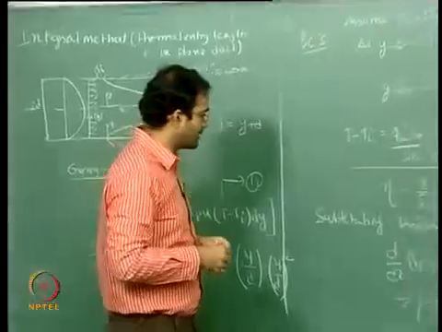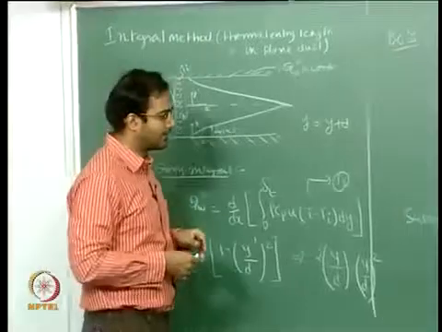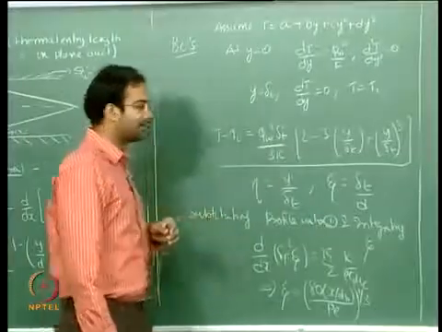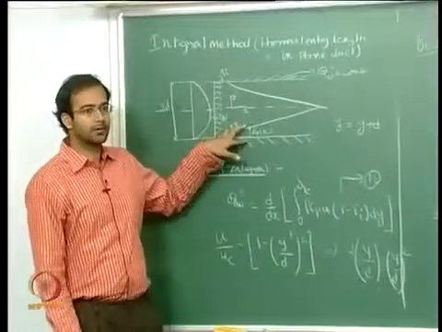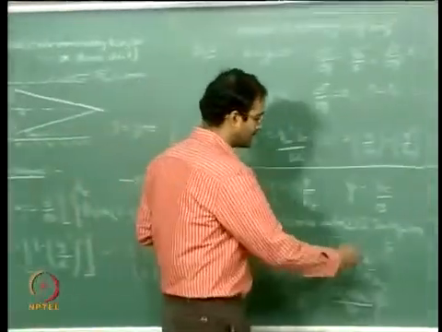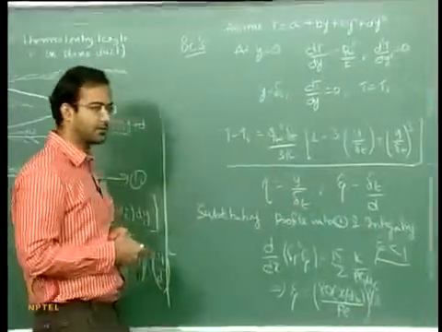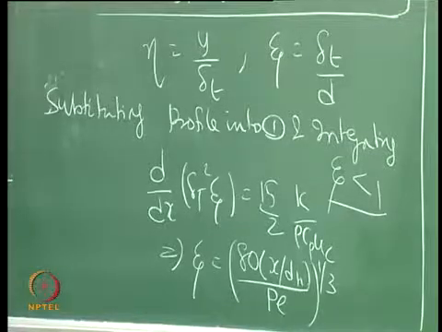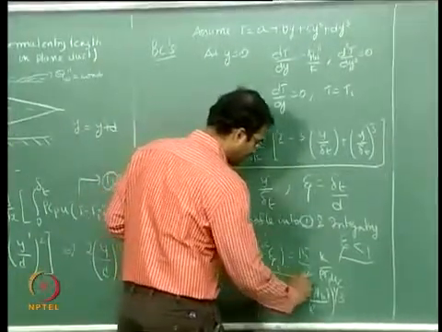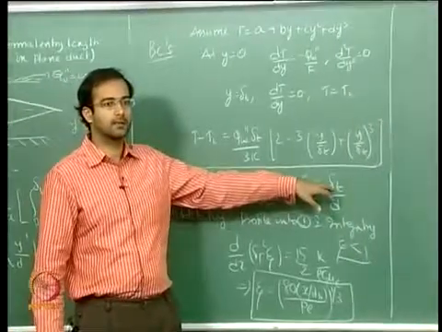Okay, and we substitute this profile into your energy integral, you integrate it out, and we neglect all the higher order terms of zeta. Since you are looking at the thermal entry length, you are supposed to be looking at a region where your delta t is much smaller than delta. Therefore, since zeta is much less than 1, we neglect all the higher order powers of zeta, of the order of quadratic powers and higher. If you do that, you get a direct expression for zeta, which is nothing but your non-dimensional thermal boundary layer thickness.